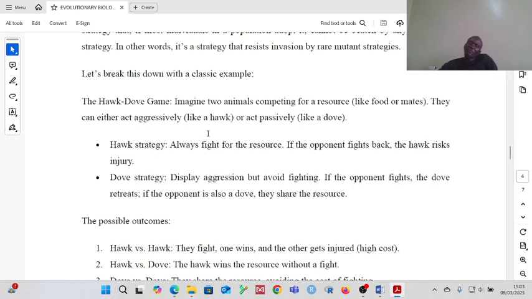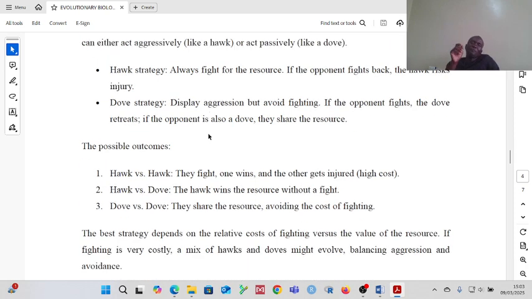So the possible outcomes of that situation are, if the hawk encounters an equivalent, in its desire to access the particular resource that it wants, then they will fight. One will win, the other one will get injured. Injury is a high cost, because the extent of the injury might even reduce the ability of that injured hawk to survive. So that is a very high cost to pay.